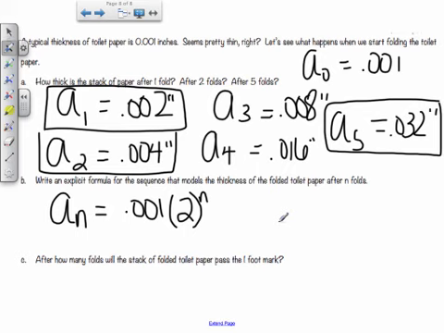Now question C asks, after how many folds will the stack of folded paper pass the 1 foot mark? I want you guys to think about this one, see if you can figure out how many folds it would take. Just take a couple minutes to think about it, and next time I see you in class, we will talk about this and see how you did, and we will also figure out how many times you need to fold the toilet paper to reach the moon.